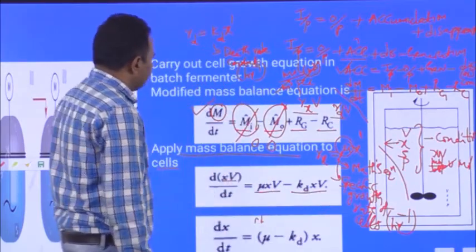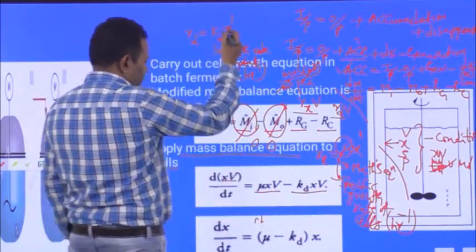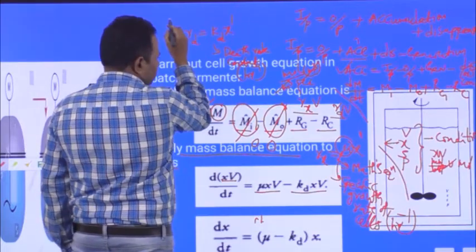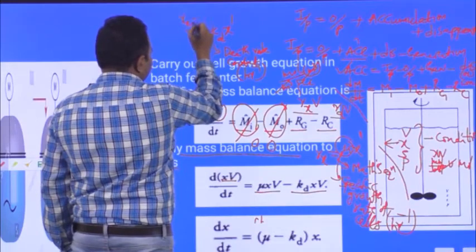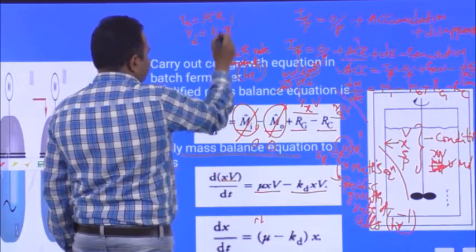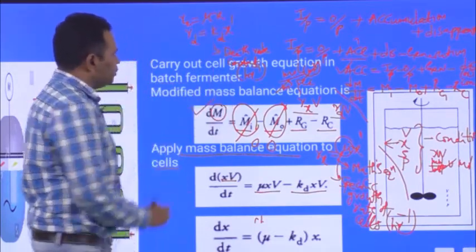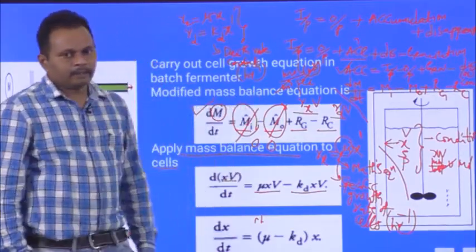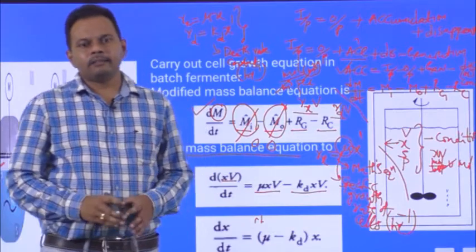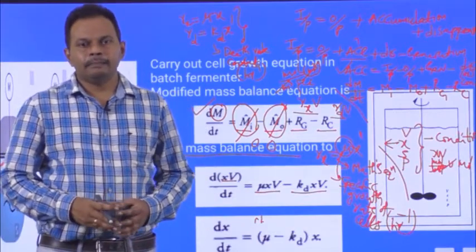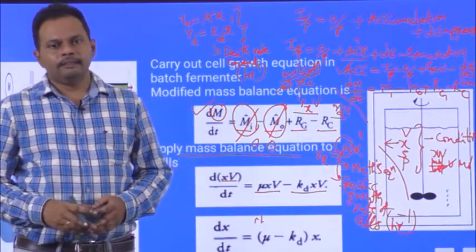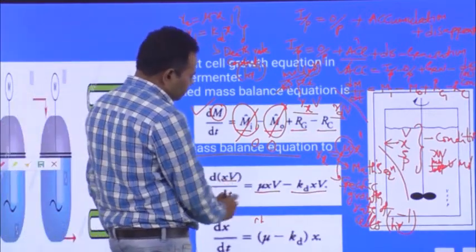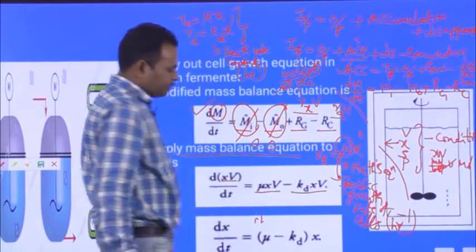And here we wrote Rx is equal to mu x, and Rd is equal to Kd into x. Based on these two equations, we can say that the rate of generation of the cells and the rate of death of the cells depend on the cell concentration within the fermenter. Then d by dt of xV is equal to mu xV minus Kd into x into V.